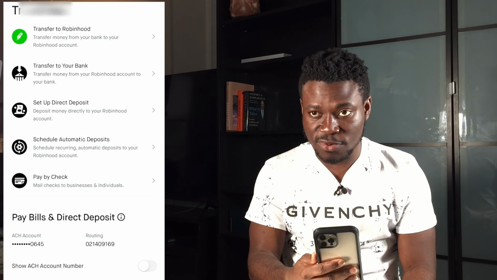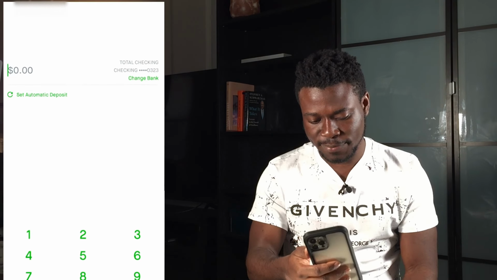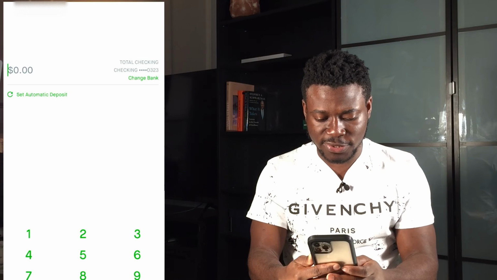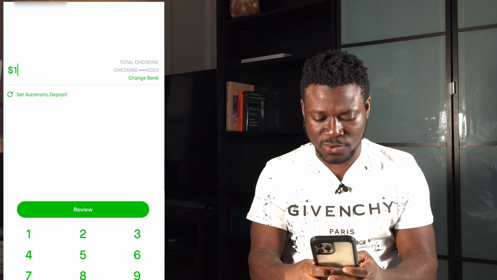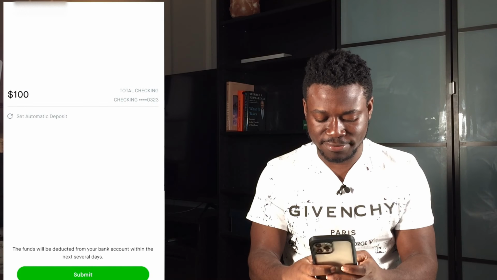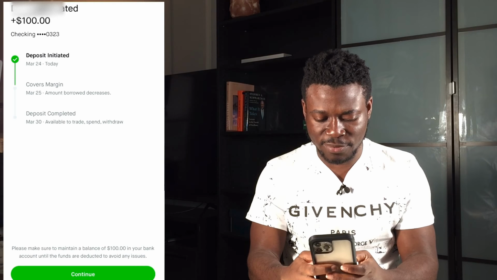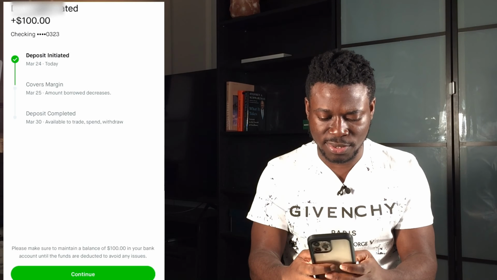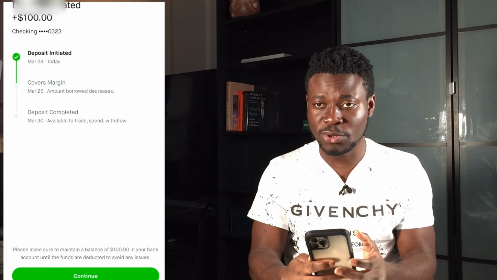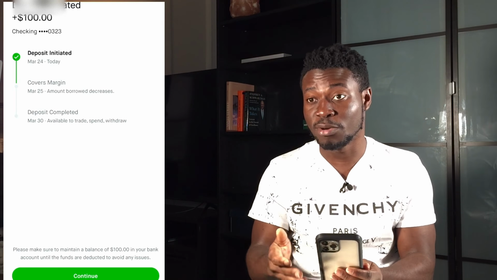Where it says transfer to Robinhood with the green icon by the left, you click there and you input the amount you want to deposit into your account. So for me, I'm going to just put $100 now. Review and hit submit. I think not everybody's going to have this page because this has to do with margin. Because I have Robinhood Gold, I have margin. That's another topic for another day, but basically margin is money you borrow from Robinhood to invest.